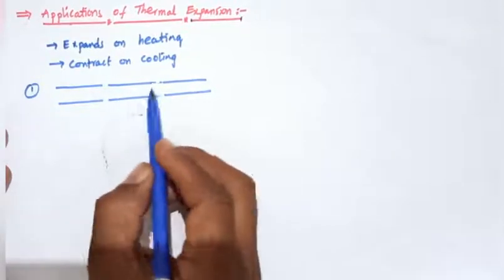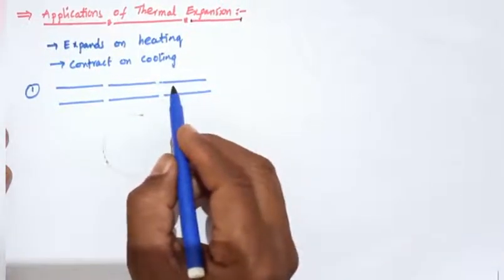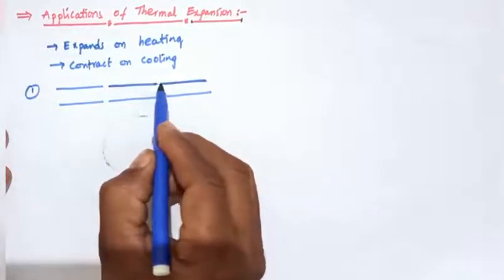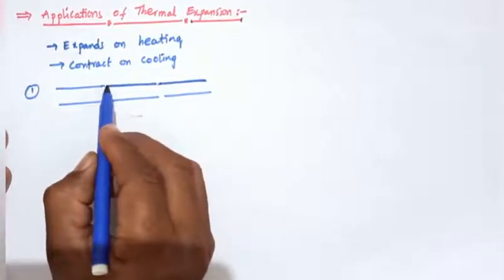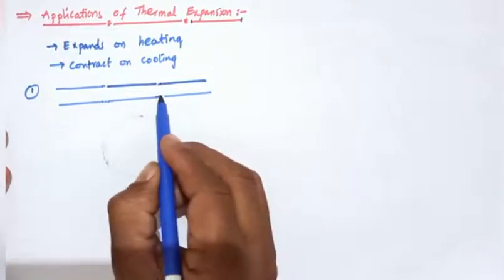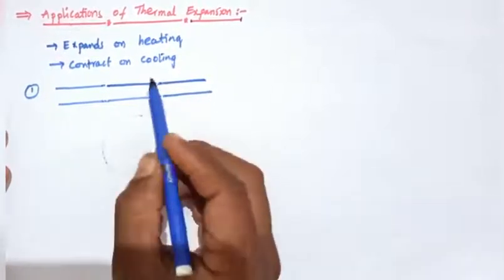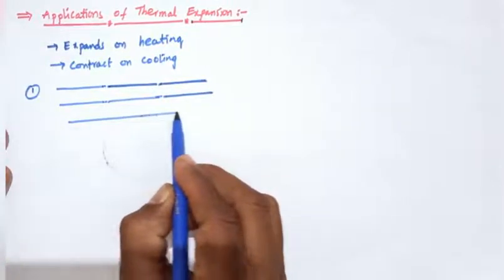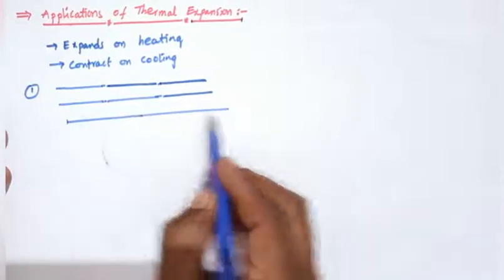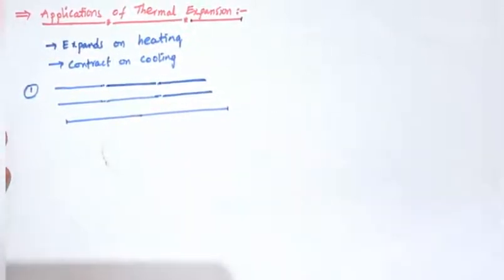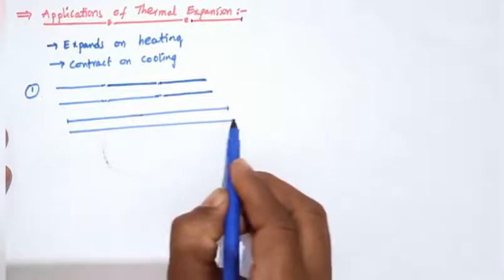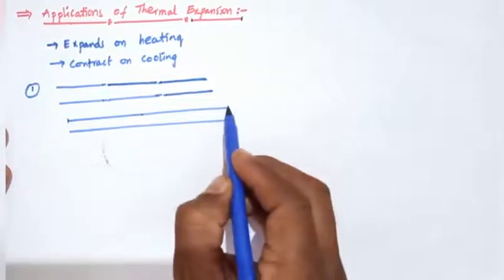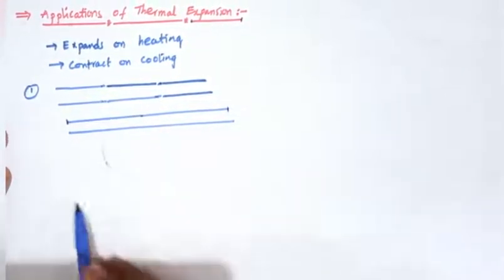The gap is left because in summer season the rails expand. Without the gap, what happens? The rail is fixed at both ends, continuously. So without a gap, what happens? Both ends are fixed.